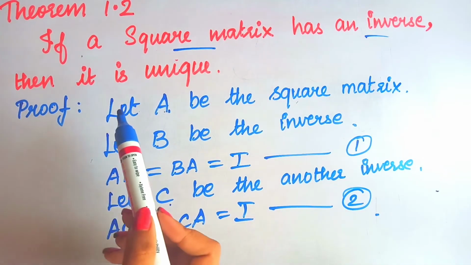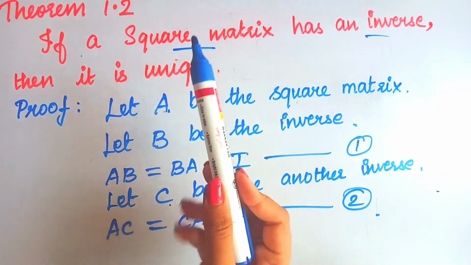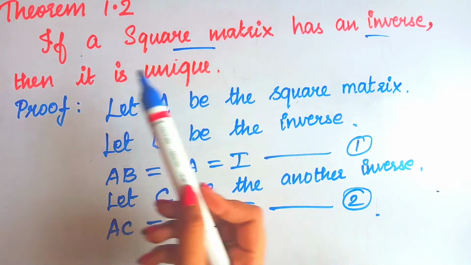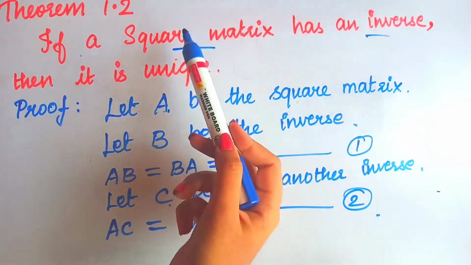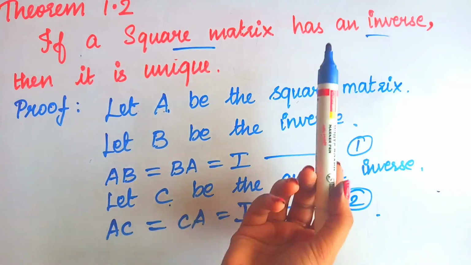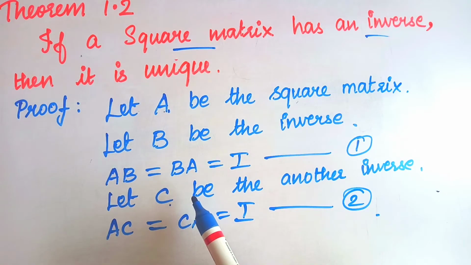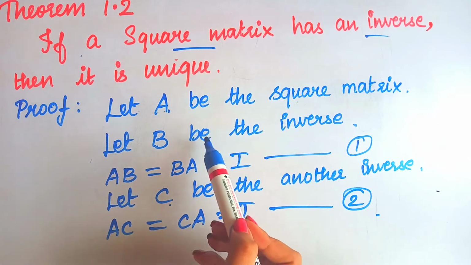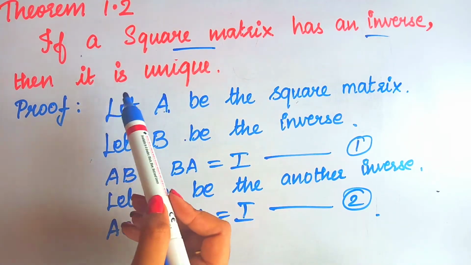So by the theorem we have to prove that if a square matrix has an inverse, which means for one square matrix there must be only one inverse. If that happens, then it is unique. So you have to prove the uniqueness, right? Uniqueness means for one matrix there will be only one inverse. So we have to prove that, but we have taken two inverses here, right? So what we have to do, if we prove that both inverses, which means B and C, are equal, then you can say that the particular matrix is unique.